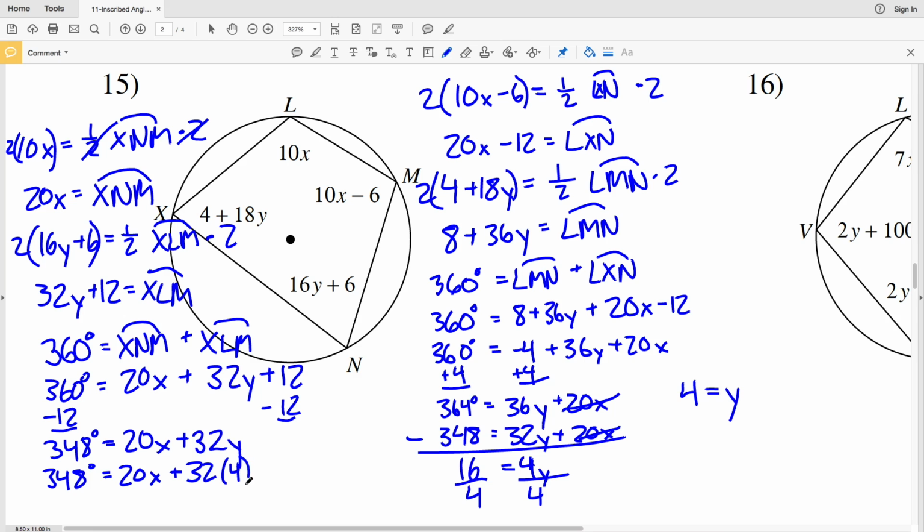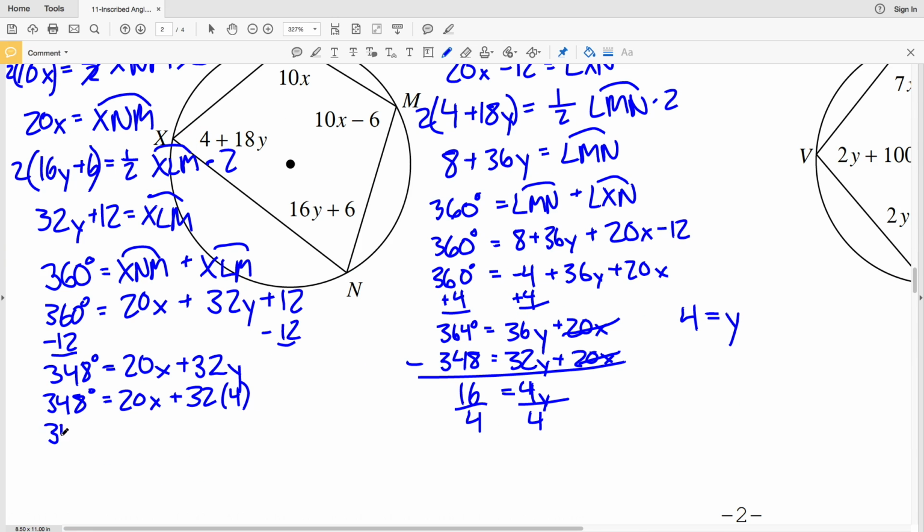And that's plugging 4 in for y. So 348 degrees equals 20x plus 32 times 4, which is 128. And if I subtract 128 from both sides, 348 minus 128 will give me 220.